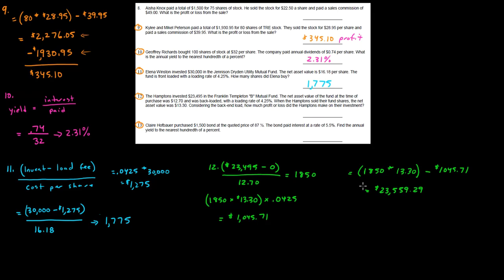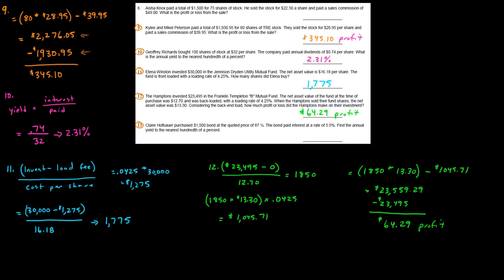It looks like we originally invested $23,495. So we subtract $23,495 from the amount that we have at the end to see if we made a profit or a loss, and it's $64.29, and that's a profit because it's a positive number. So we made a profit of $64.29.